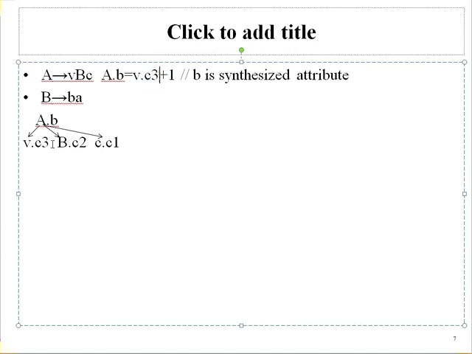Its value is computed from the attributes at the children level. So from the children the attribute is calculated. We used the child V, incremented the value of the attribute C3 by 1, and assigned this to attribute B.